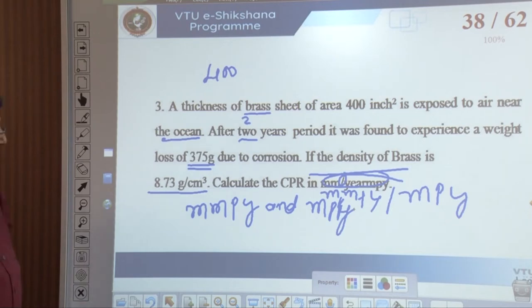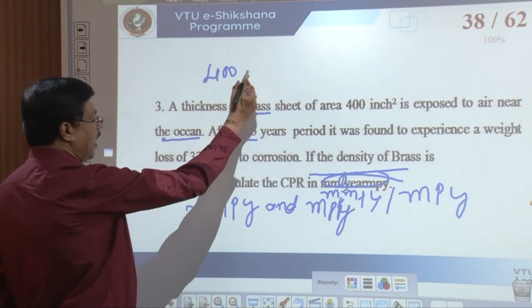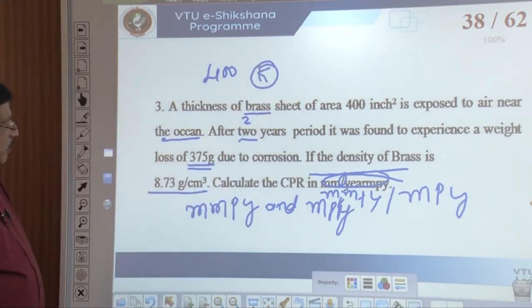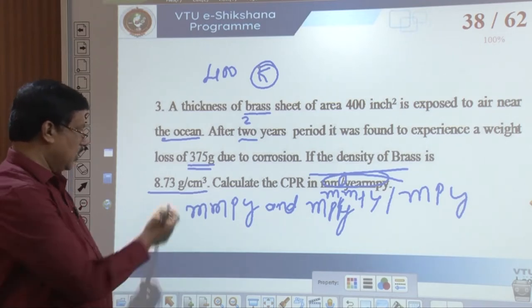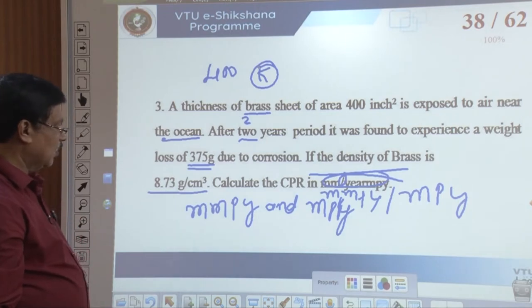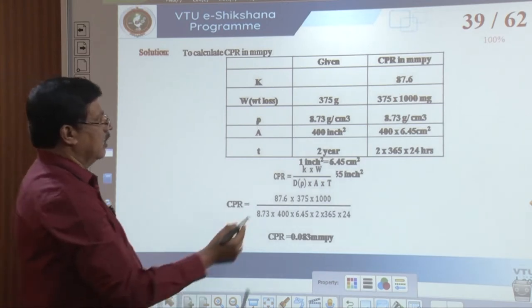So that's what I told you in the beginning. You must know which one to be selected. You have to verify that K constant properly. The brass sheet of 400 inch square is exposed near the ocean after 2 years. The time is 2 years, the density is given, and the loss of weight of the metal W is 375 gram.